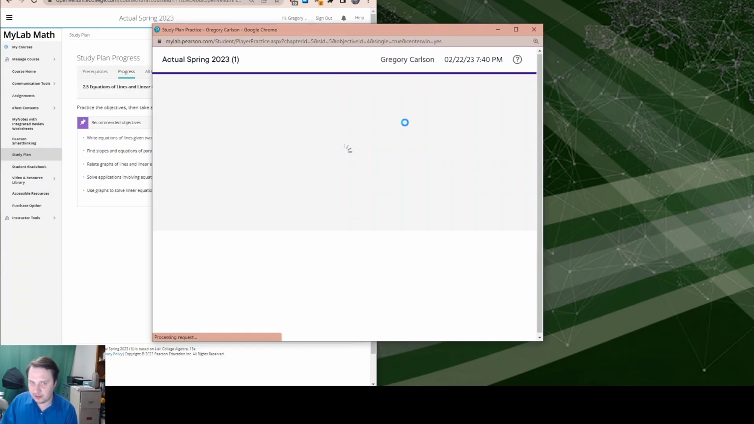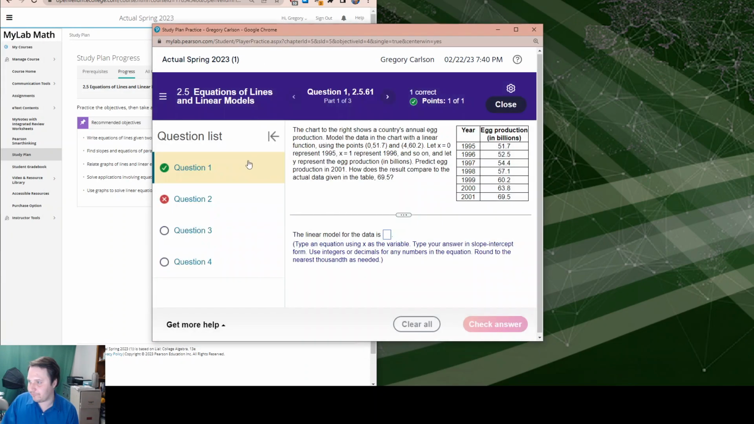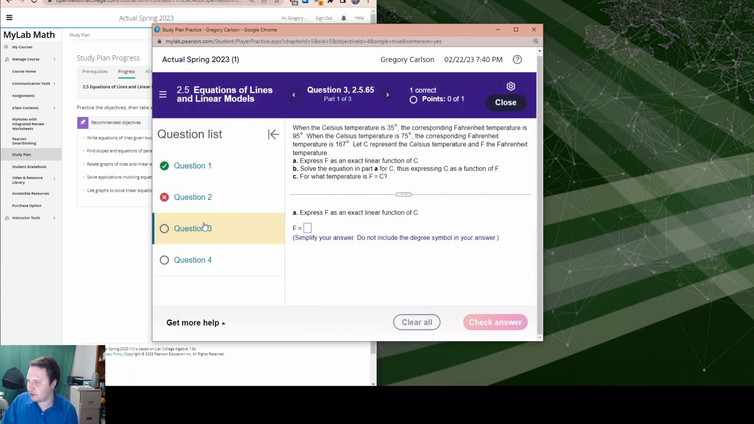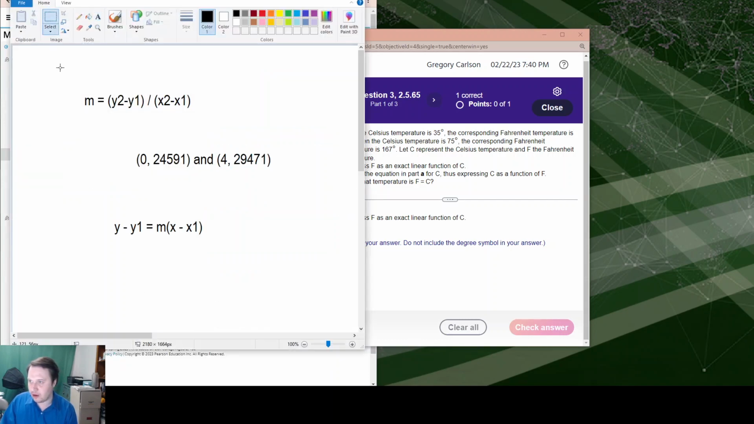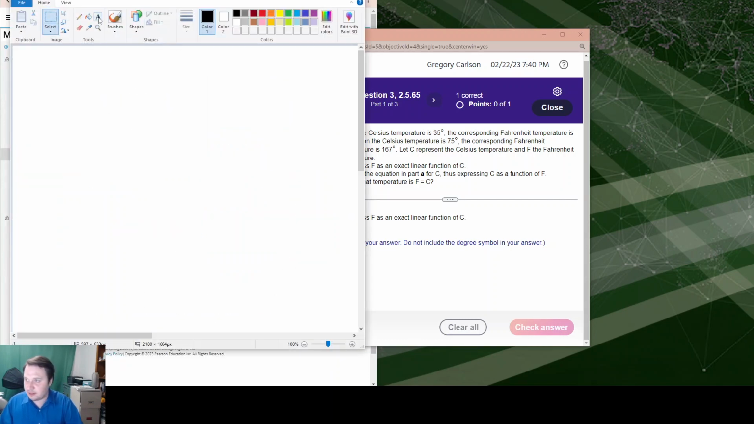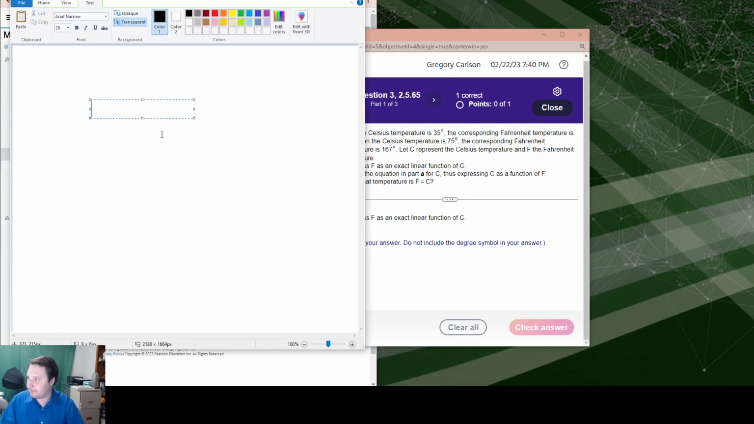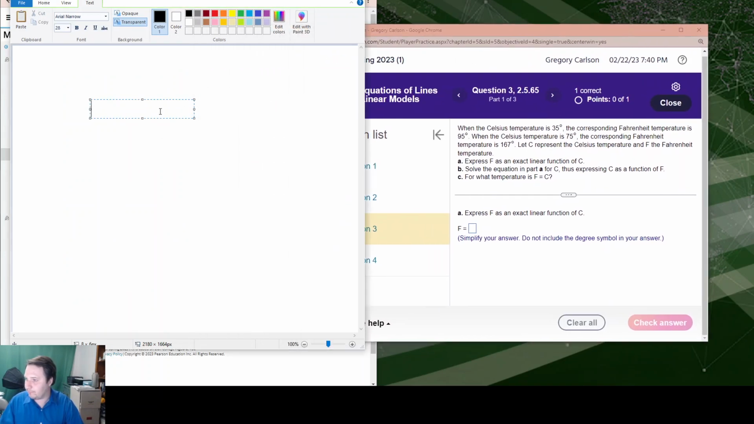Let's go back to the study plan. There was one more that involved doing temperatures. And again, you just need to create your 2 points. So here it says when the Celsius temperature is 35, the corresponding Fahrenheit temperature is 95. So that means when you're doing this for your 2 points, because you're trying to find an equation for both of them, the first point would be just pick an x and a y.